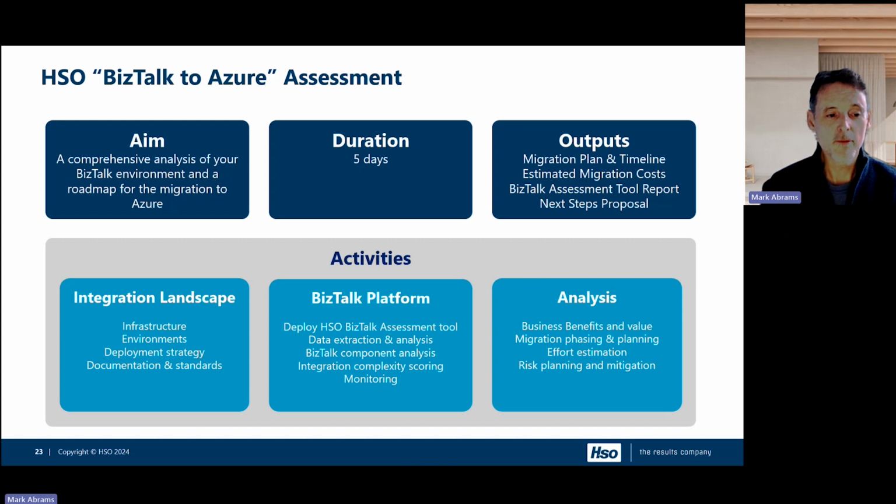We'll be then looking at your BizTalk platform. One of the main approaches we use for this is the HSO BizTalk assessment tool. So this is a tool that we deploy onto your BizTalk server, and it generates a series of documentation reports that allow us to understand the size and complexity of your integration workload. So it gives us a listing of all of the components you're using, all of the adapters you're using. It goes through all of the receive locations, the send ports, all of the orchestrations you're using, and it gives us a scoring matrix, so we can then understand how complex they are.